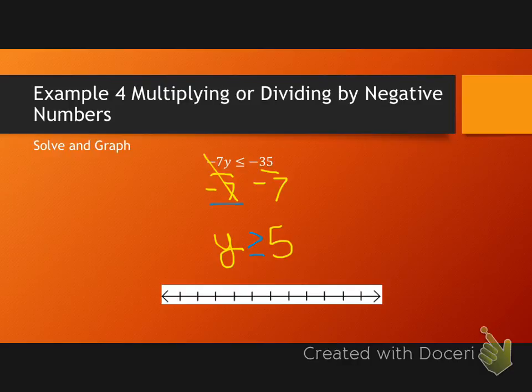So if you're looking here at 5, 6, 7, 8, 5, 4, 3, 2. Okay, it's going to be a solid circle at 5. And y is greater than or equal to 5 is going to be these numbers.